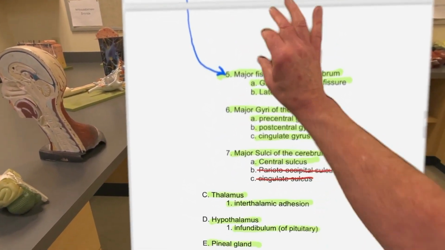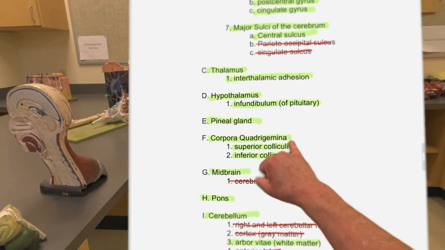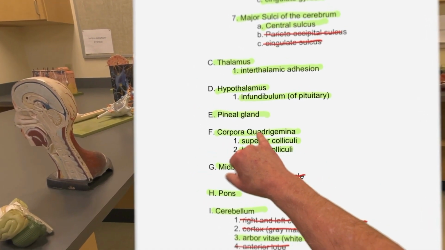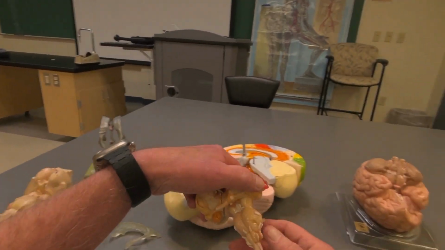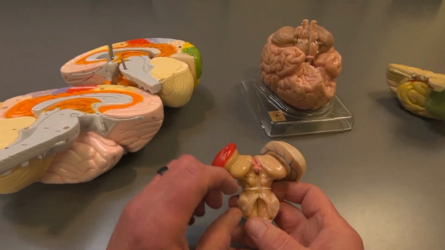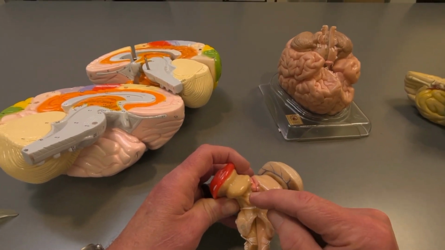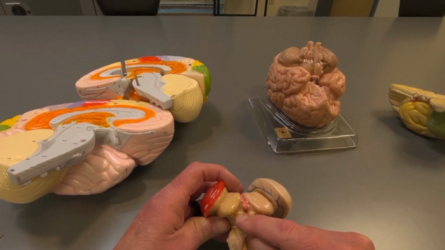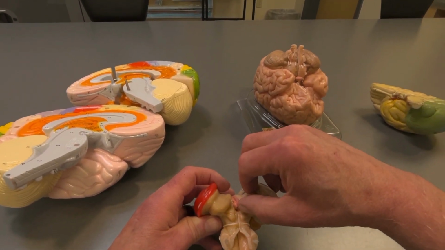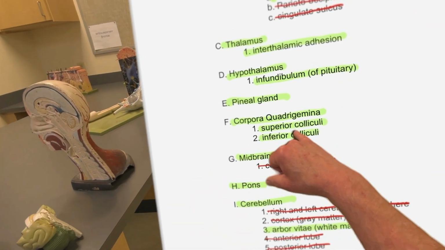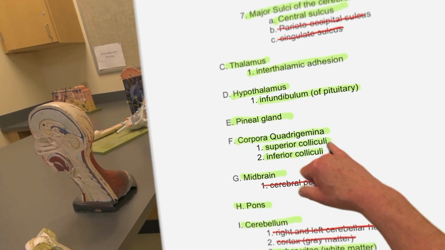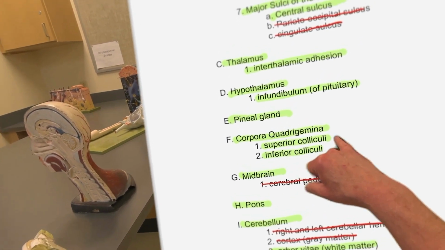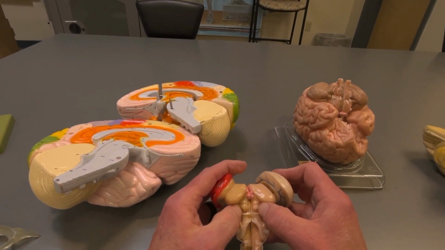Didn't mean to move that, sorry. Quadrigemina. Corpora quadrigemina, 4 bodies, 4 bumps, really is what we're talking about here. And if we look at the back of the brainstem, we can see those. We see 1, 2, 1, 2. Those are the corpora quadrigemina, and the top ones are superior colliculi, and yet again, when it ends in I, that's plural. If you want it to be singular, have it end in us. So superior colliculus and inferior colliculus. And if we have the right and the left together, those are colliculi.